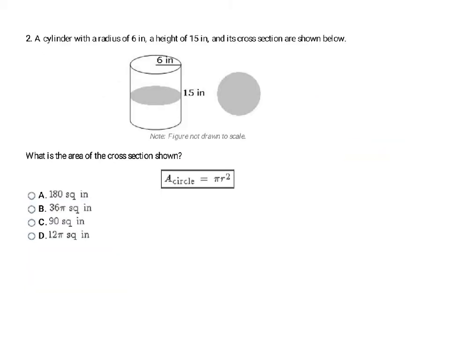This next cross-section is of a cylinder, so the cross-section is a circle, and they give us the area formula of the circle. It tells us the cylinder has a radius of 6 inches and a height of 15 inches, and it shows us the cross-section. It wants to know what is that area.